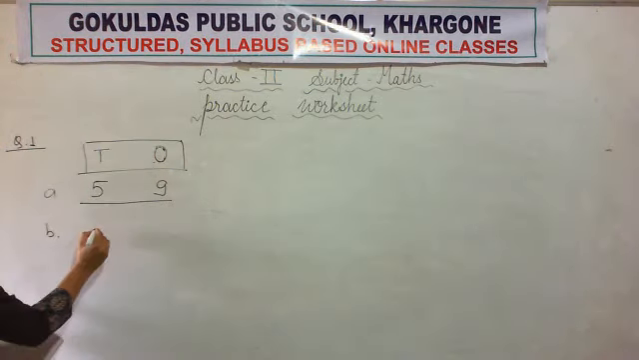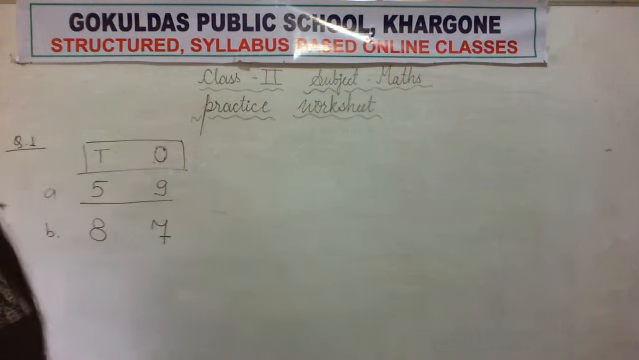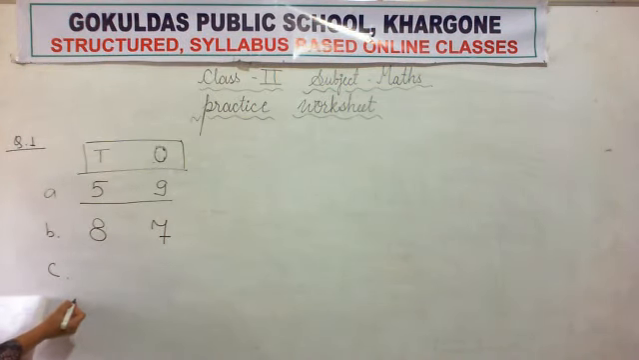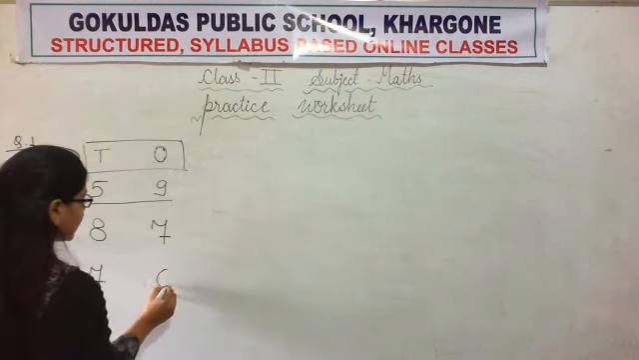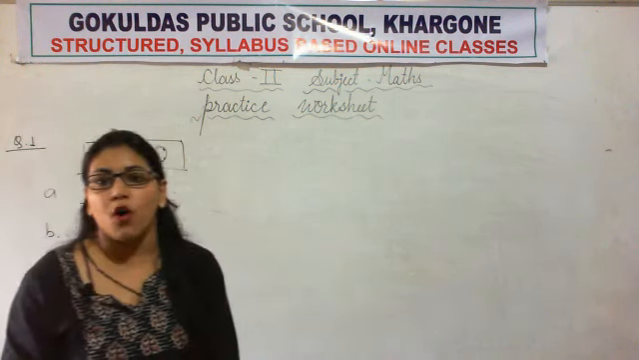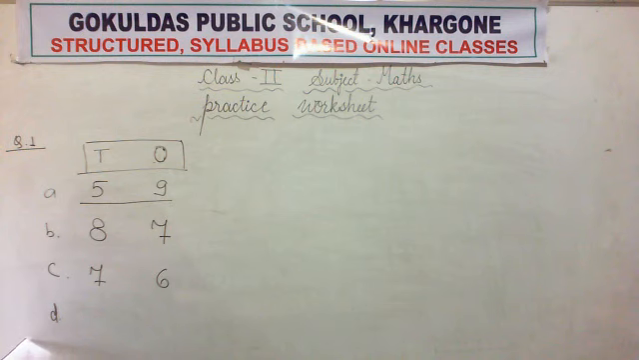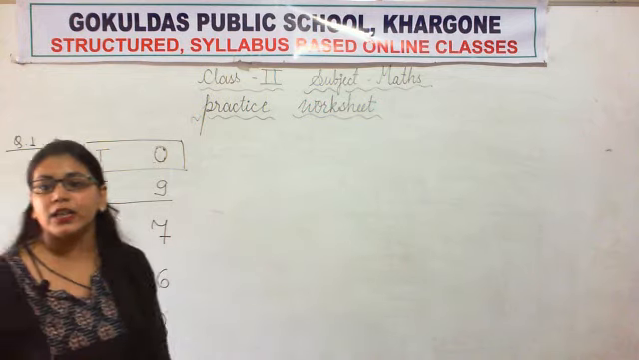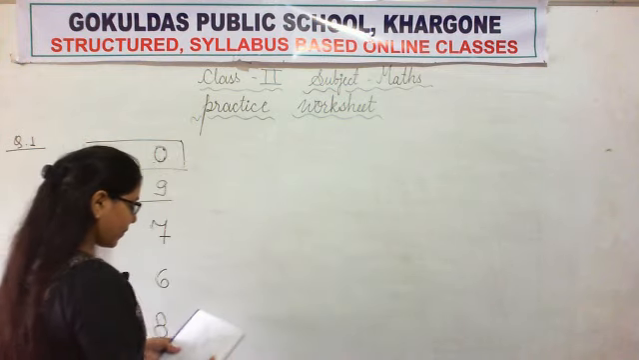Next, 8 tens, 7 ones. When we read 8 and 7 together, what will the number be? The number will be 87. C. 7 tens and 6 ones. So we will write 7 below tens and 6 below ones. When we read 7 and 6 together, what will we read? 76. Very good. Part D. 4 tens and 8 ones. When we read 4 and 8 together, we will read it as 48. Okay.